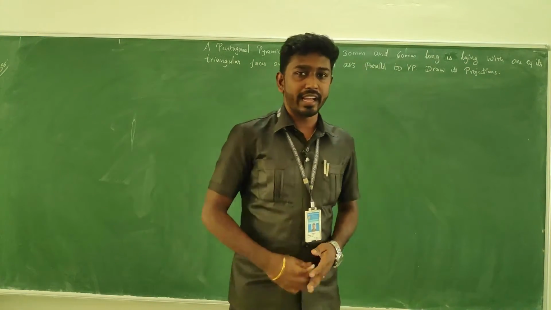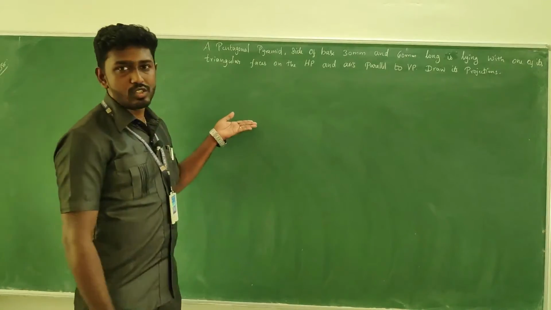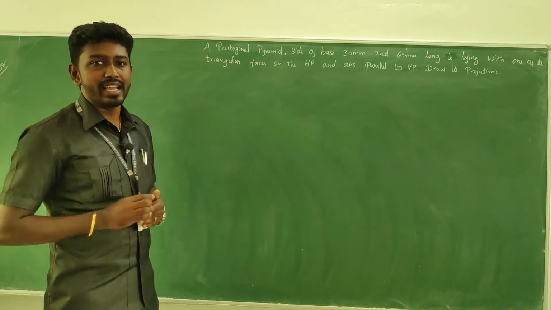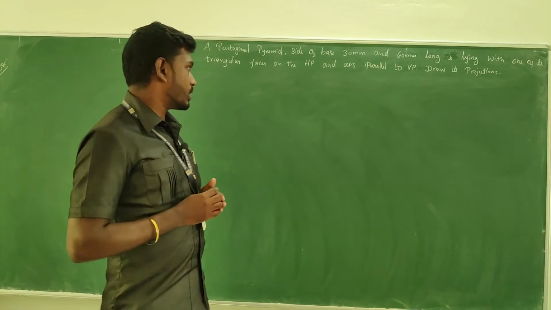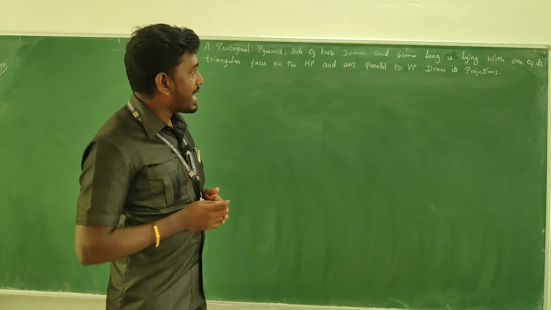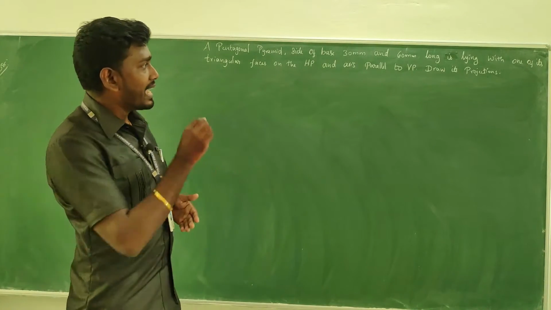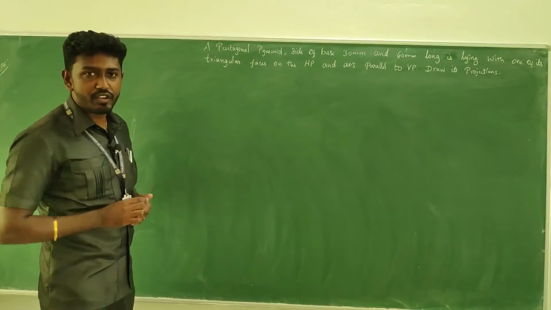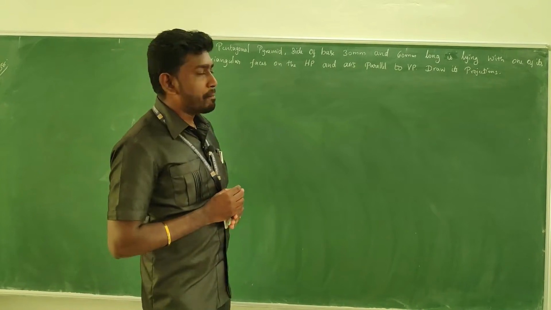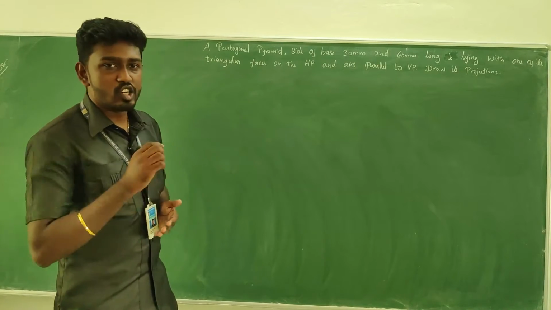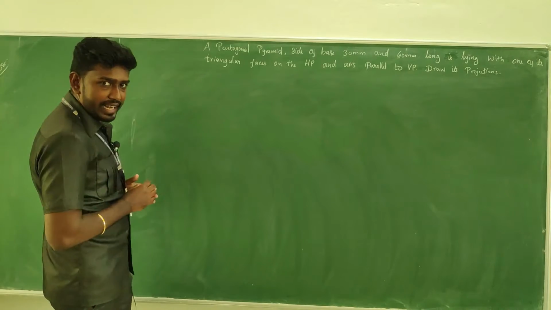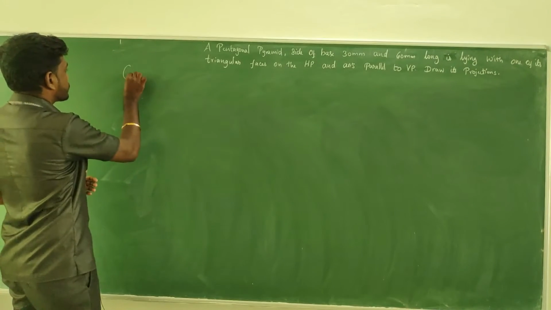Welcome, all students. Again I come up with a question from projection of solids. Let me read out the question first so that you will get what has been given in the question. A pentagonal pyramid, side of base 30 mm and 60 mm long, is lying with one of its triangular faces on the HP and axis parallel to VP. Draw its projection. Let me take what the given data in the question are.